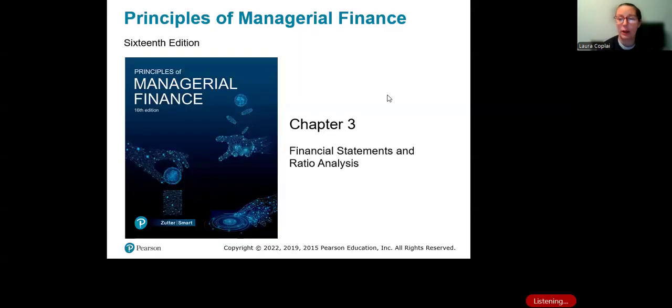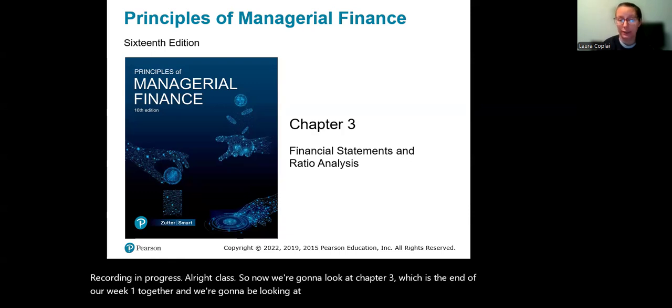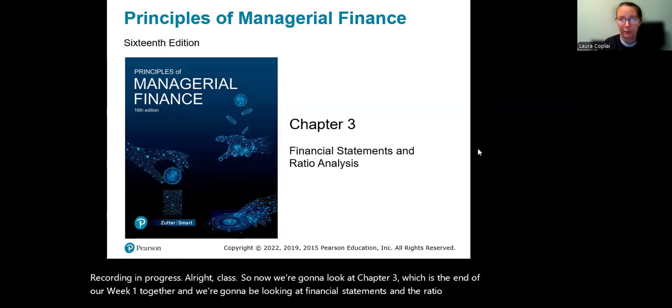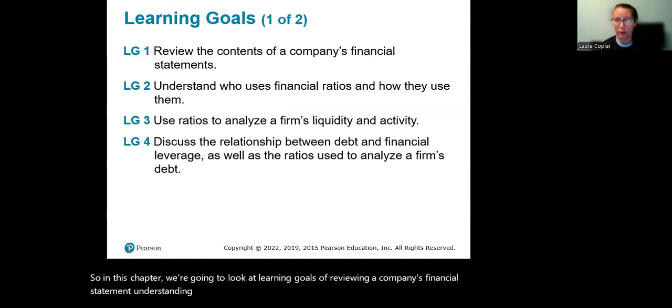All right, class. So now we're going to look at chapter 3, which is the end of our week 1 together. And we're going to be looking at financial statements and ratio analysis. So in this chapter, our learning goals are reviewing a company's financial statements, understanding who uses those financial ratios and how they use them, and using those ratios to analyze the firm's liquidity and activity.